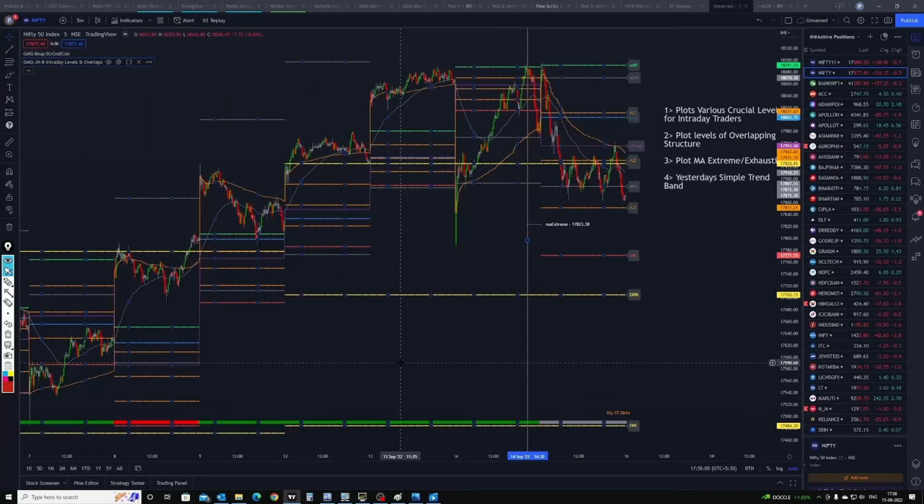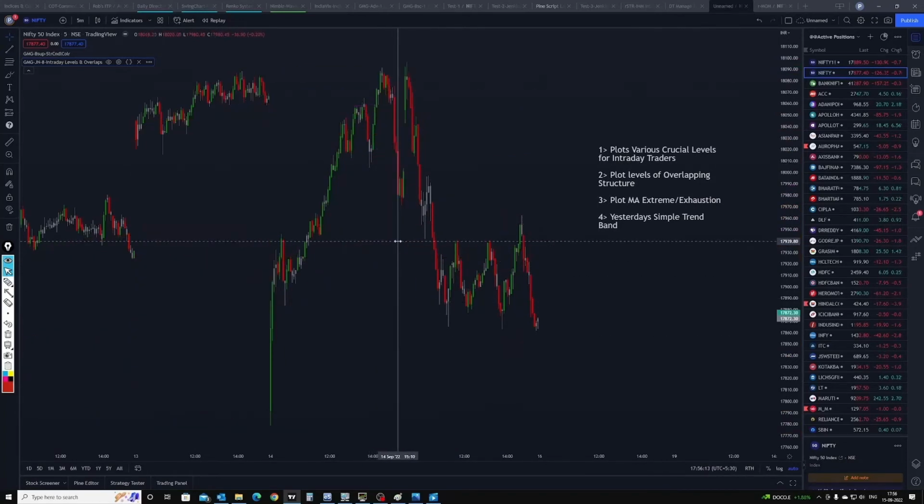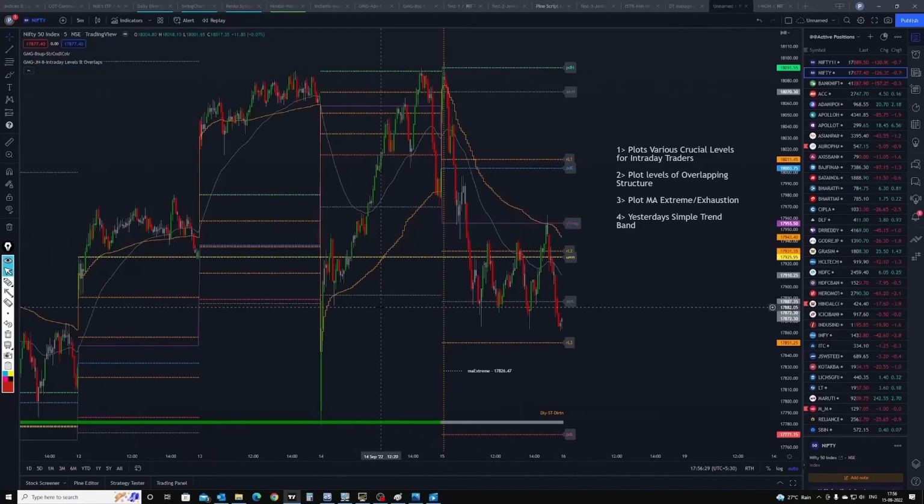The next plot that is available on this indicator is moving average exhaustion, or MA extreme. So what is this MA extreme? We can plot this with the help of this orange anchor line. Normally it is to be placed on the current bar, but wherever you place it, it will tell you the likely moving average exhaustion or the extreme limit.